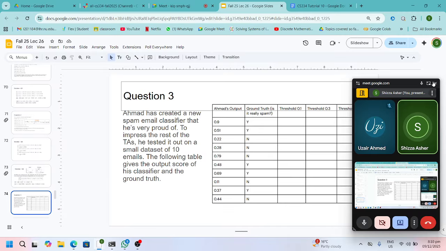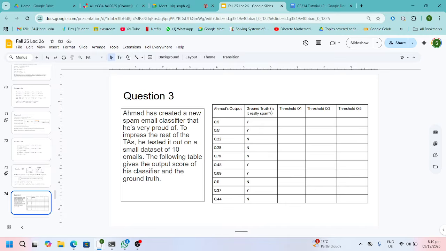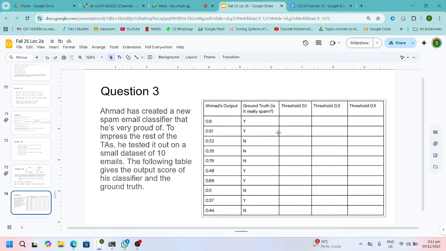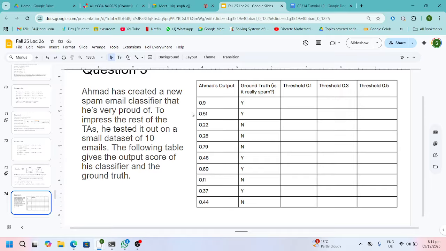In the meantime, though, I do want to quickly walk you over this one example. We're not going to compute all the matrix for this, though. I just want you to understand how thresholding works through an example. So Ahmed has created a new spam email classifier that he's very proud of. To impress the rest of the TAs, he tested it out on a small data set of 10 emails. The following table gives the output score of his classifier and the ground truth. So this is what I want to show you.